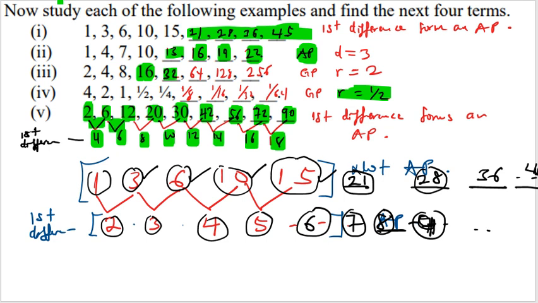So if I want to get the next value, what will I do? It means that I have to add 20 to 90, and that will give me the next value, which will be 110, and so on. So that is the rule for this sequence.